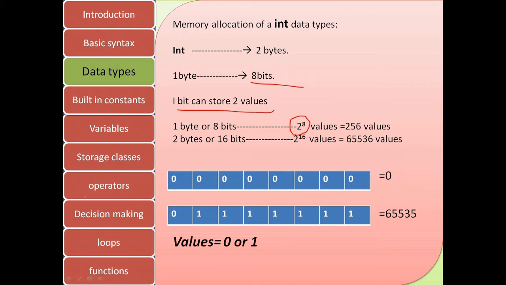Let us consider a memory block of 65,536 values. If you fill all the blocks with zeros, you get 0. There is a minimum range. And if you fill all the values with ones, you get 65,536. And if you fill all the blocks with one except the starting block, you will get 65,535. There is a maximum range of integer.